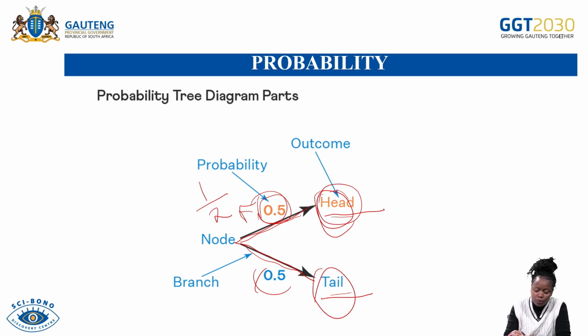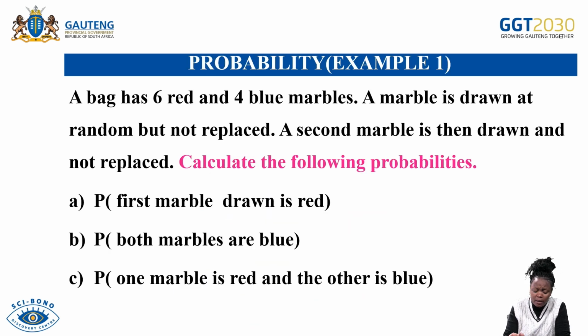So the probability of getting a tail when you are tossing a coin is going to be 1 tail out of how many possible outcomes? Out of 2. So you can only get 1 tail out of 2 possible outcomes. So you write your probability here next to your branches. Right? Okay, let's look at example number 1.